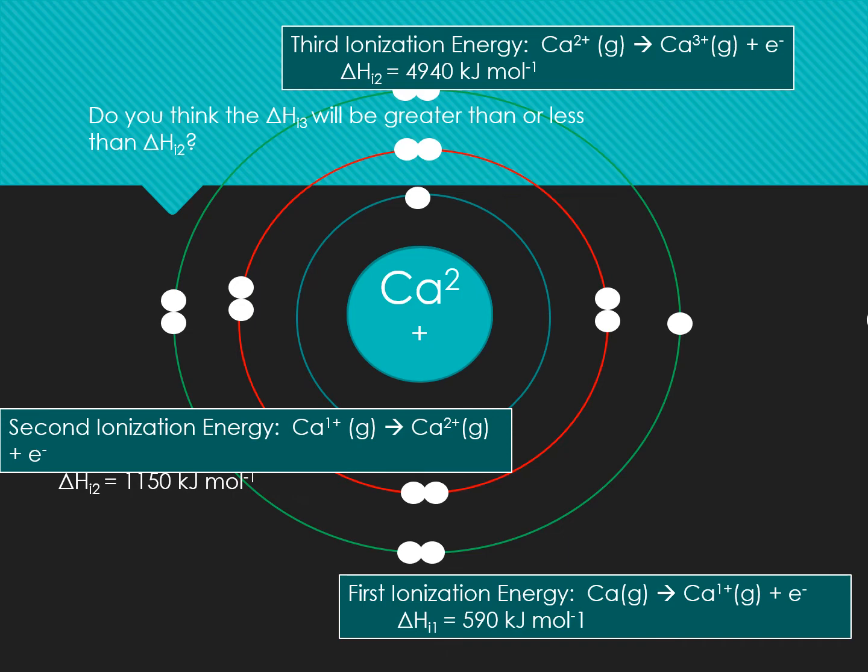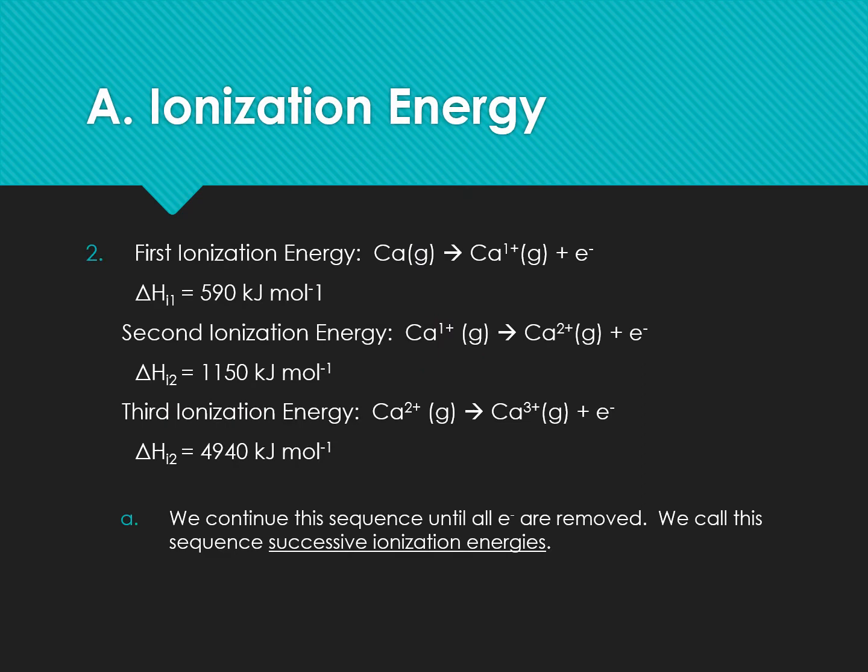So the noble gas configuration for elements is always going to be the most stable. That means it takes more energy to pull that electron away. So looking at the ionization energies, you can see it goes from about 600 to 1100 to almost 5,000. And basically it's always going to increase as you remove more and more electrons.